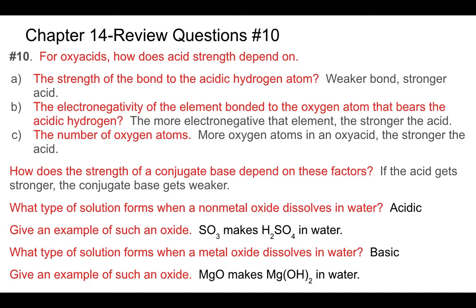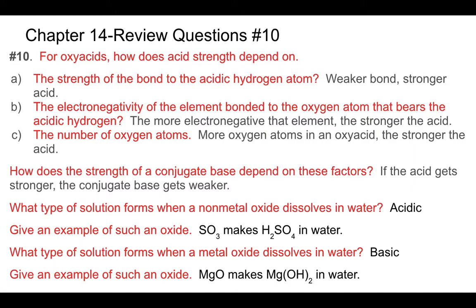Likewise, the number of oxygen atoms, if you have HClO, HClO2, HClO3, HClO4, the more oxygen atoms in an oxyacid, the stronger the acid, because you're just adding more electronegativity when you add oxygens, because oxygen's like the second most electronegative element on the periodic table. How does strength of conjugate base depend on these factors?